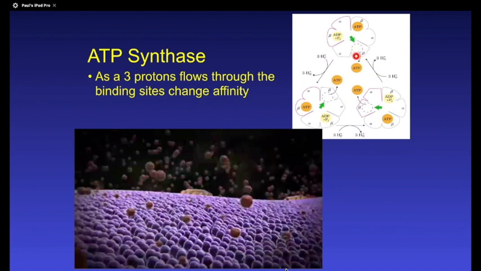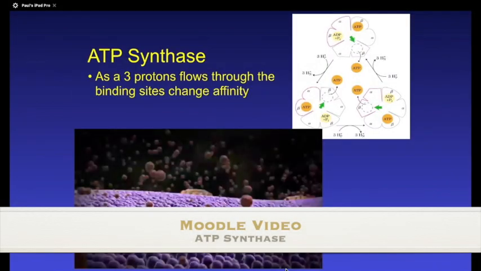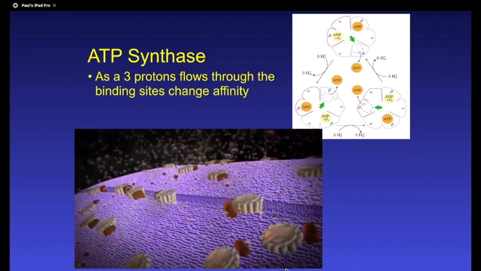3 protons flow through. The loose becomes the tight. The tight becomes the open. And this pair that was the open became the loose. And so it just moves these around. All right. It takes 3 protons to rotate around to create 1 ATP.